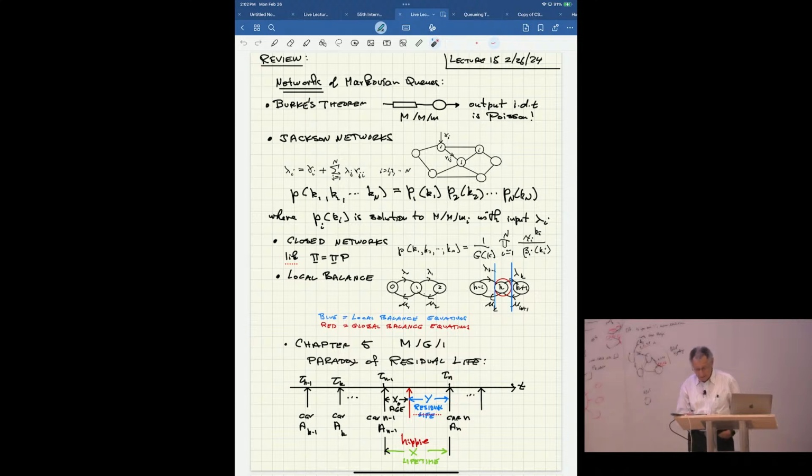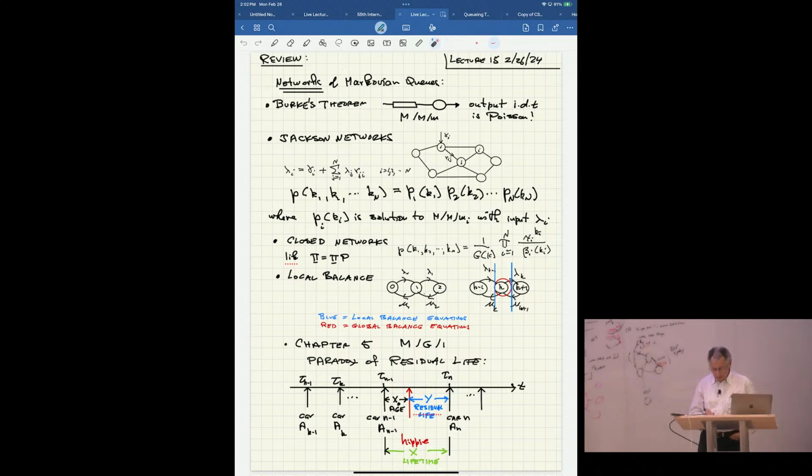And we gave the equation of how to find G(K), which is a normalizing constant, to make sure the probabilities add up to 1. And these x's need to be found. The x's are very much like the lambdas. And the solution involves a calculation very much like pi equals pi P, where P in this case is the set of numbers R_ij. That P is the probability of going from node i to node j when you leave node i.